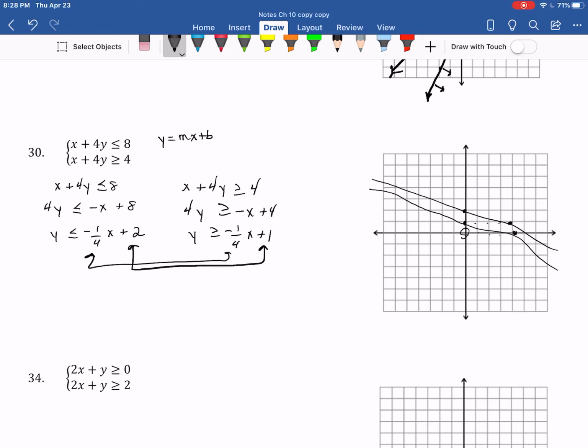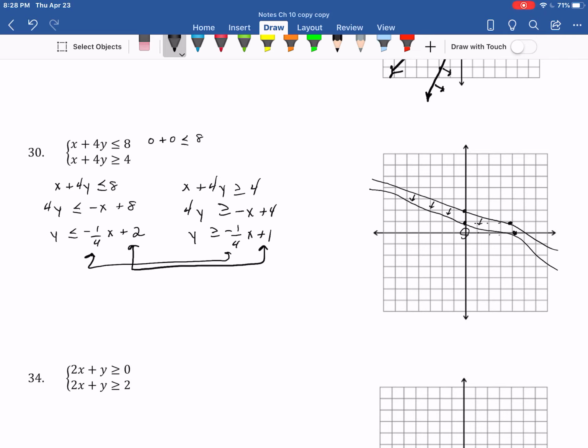So if I plug 0, 0 in for x and y, I get 0 plus 4 times 2 is 8, less than or equal to 8. Is that true or false? Oh, you know what? I had it right the first time. It is a 0. Sorry about that. I forgot to use the origin. 0 plus 0. Is 0 less than 8? Yes, it is. So for the top inequality, you want to shade below.